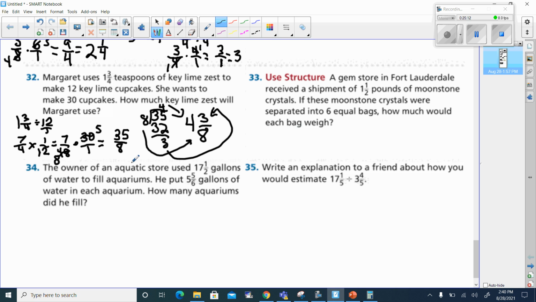All right, I have one more left, number 34. It says the owner of an aquatic store uses 17 1/2 gallon of water to fill the aquarium. He puts 5 5/6 gallon of water in each aquarium. How many aquariums did he fill? Okay. He used 17 1/2 gallons of water to fill the aquariums total. So this is the total that he uses. And he put 5 5/6 gallons of water in each one. So this is 17 1/2 divided by 5 5/6.